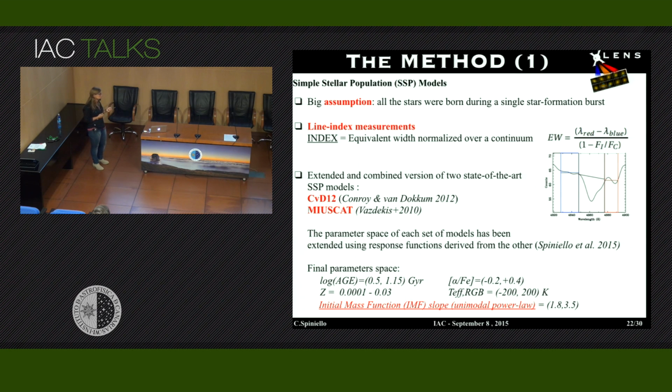The huge limitation of this method is that I have to use the unimodal initial mass function slope, because it's the only one that Conroy and van Dokkum have. So if I want to combine the models, I have to use the unimodal. But the situation is changing, because Alexandre is providing the community with a MILES version that allows you to change also the alpha to iron. So in the future, we will have one set of models able to explore the full parameter space for massive early type galaxies.